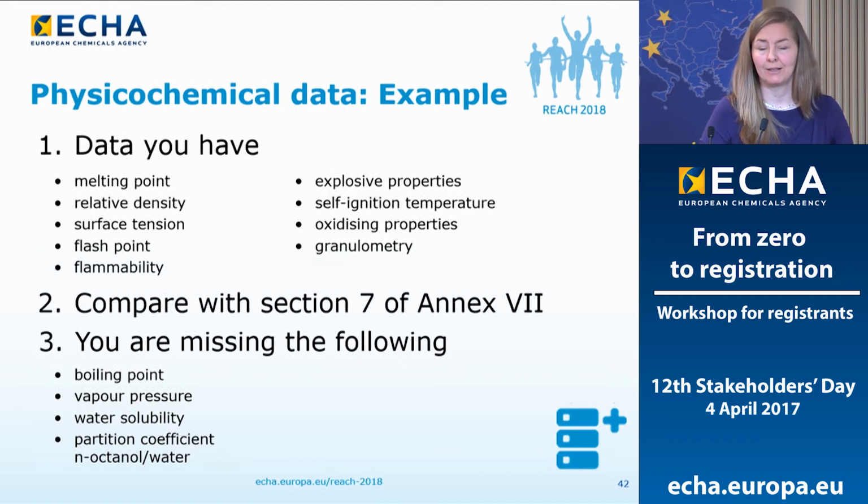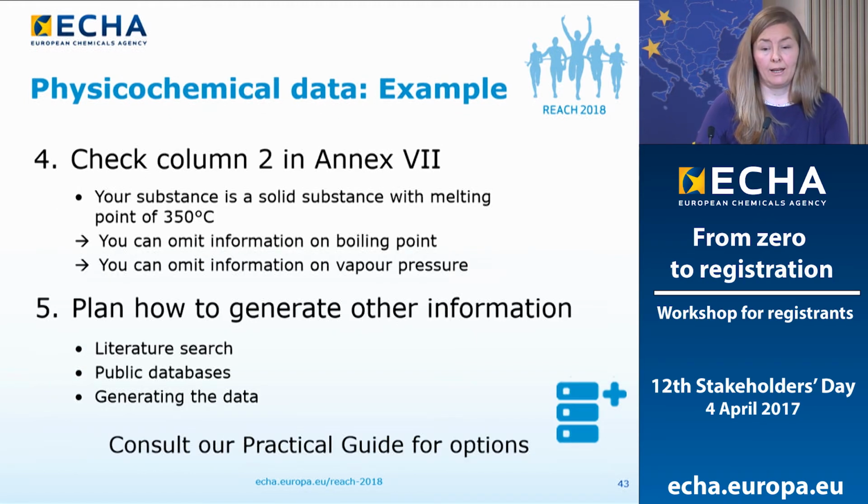Let's check only the physicochemical data. You have done the analysis in your company, and you see that you have certain data, or even in the SIEF. Then you have compared with section 7 of Annex 7 and found out that you are still missing four: the boiling point, vapor pressure, water solubility, and the partition coefficient octanol-water. So how does your thinking then go forward? You check in column 2 of every REACH annex. So for you now in Annex 7, in column 2, you would check the so-called adaptations. There are certain possibilities for how you can omit tests, how you don't need to do the test.